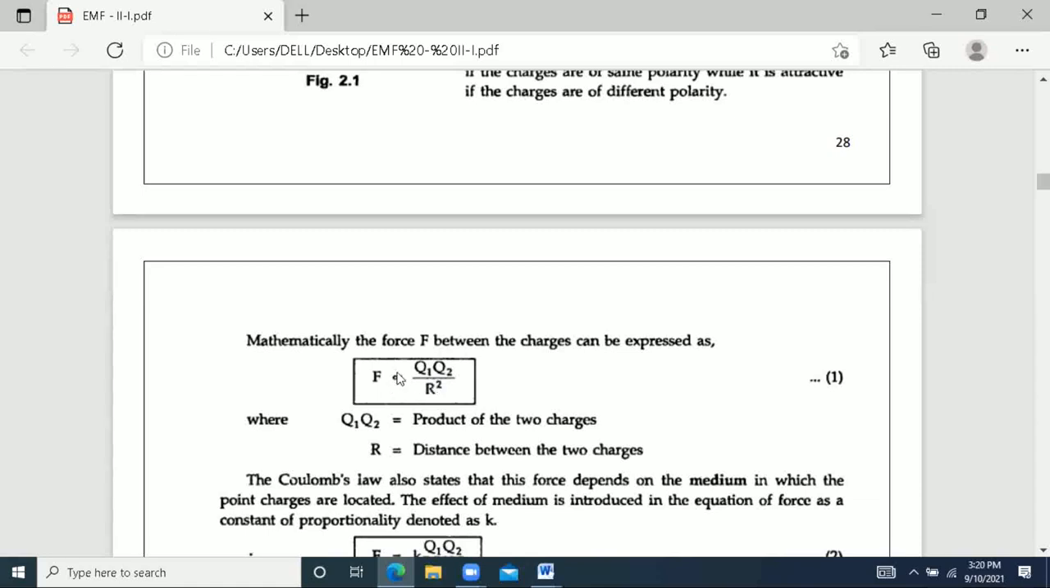How do you get rid of this proportionality sign? So you get a constant.